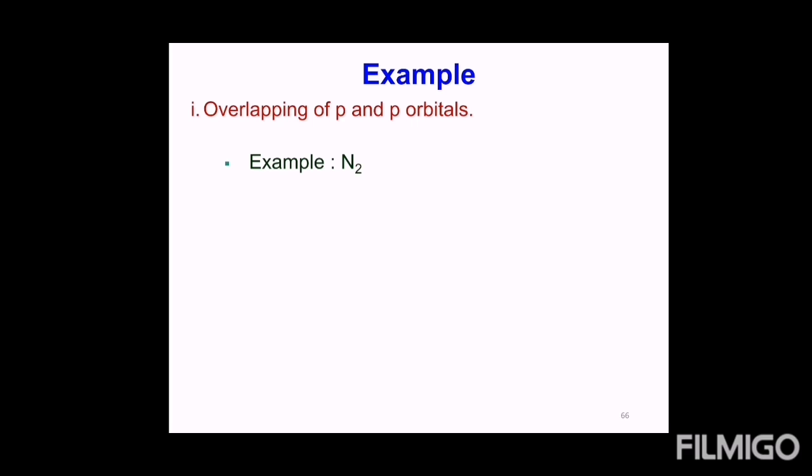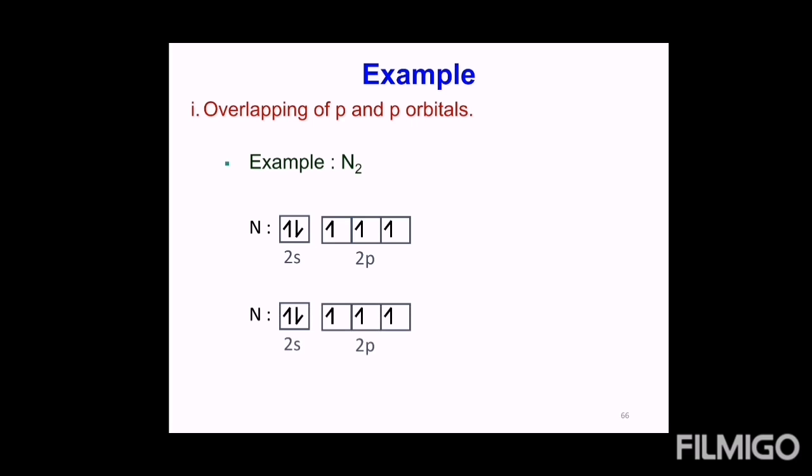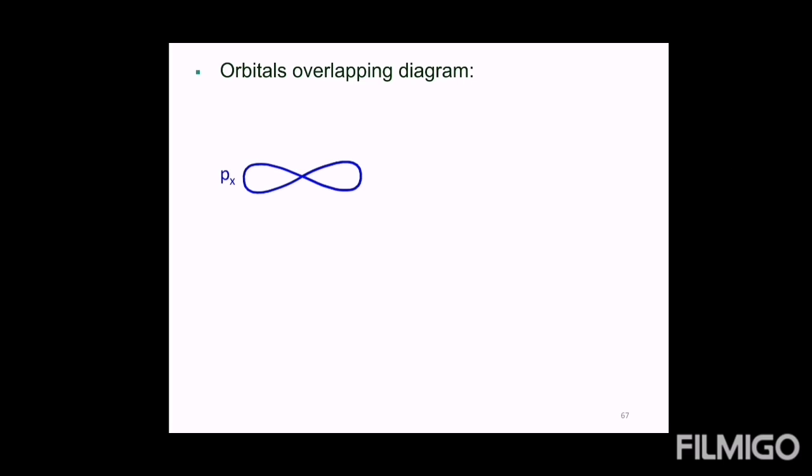Example for the p and p orbital overlap is nitrogen gas. Alright, so nitrogen is in period number 2 and group 15. Alright, so dia punya valence 2s2, 2p3. Alright, the other nitrogen is 2s2, 2p3. Alright, so you do the px over there, py over there, and pz. So before this, I already told you all that the px, py, and pz will be based on the x axis, y axis, and z axis.